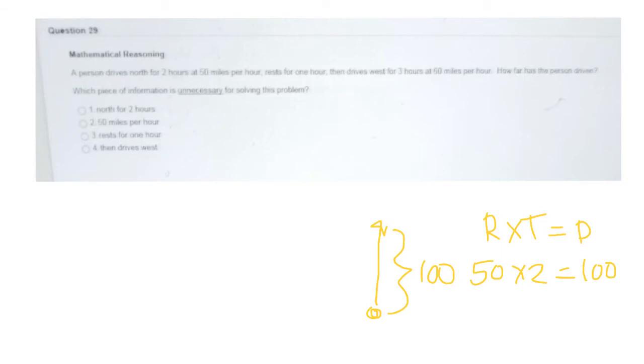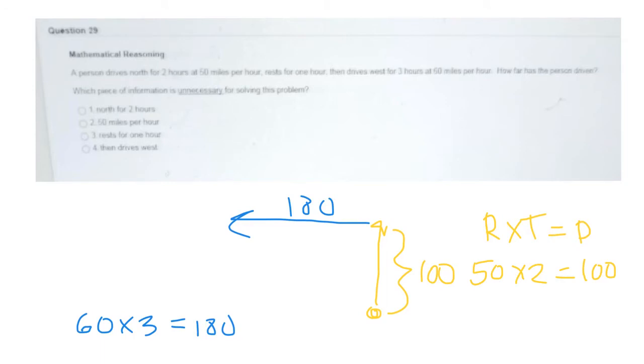Then he drives west for 3 hours at 60 miles an hour. Well, that would be over here. 60 times 3 hours, right, equals 180 miles, right? So we are kind of making some headway. And then, what does it say? Oh, rest for 1 hour, right? So she rested for 1 hour here, then she went west.